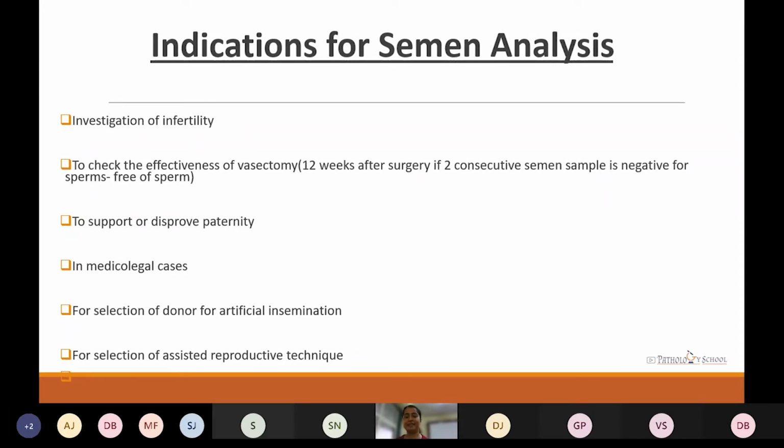How do we do it? Basically, we do a semen analysis 12 weeks after the surgery or after 20 ejaculations, and we take two consecutive semen samples to check for the absence of sperm. Please note that even the presence of a single motile sperm indicates failure of the surgery. It's also used in medico-legal cases to support or disprove paternity, for selection of donors in artificial insemination, and for selection of ART, that is, assisted reproductive techniques.